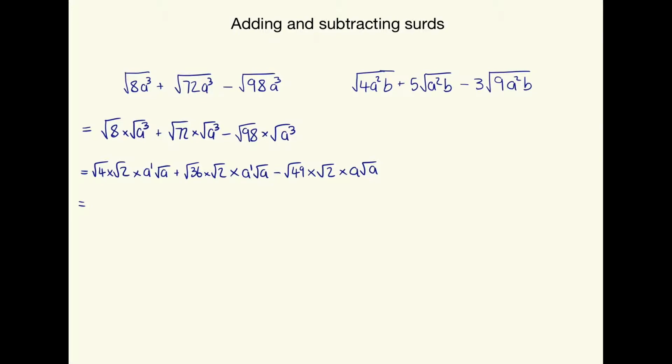Alright, we can simplify this further by evaluating the square roots. The square root of 4 is going to be 2 times root 2 times a root a, plus 6, that was the square root of 36, times root 2 times a root a, minus root 49. We can solve root 49. That's going to be 7 times root 2 times a root a.